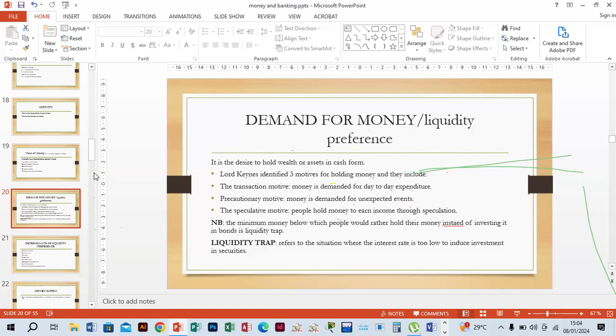Demand for money we could also call liquidity preference, and liquidity is the ease of holding assets or wealth in cash form.